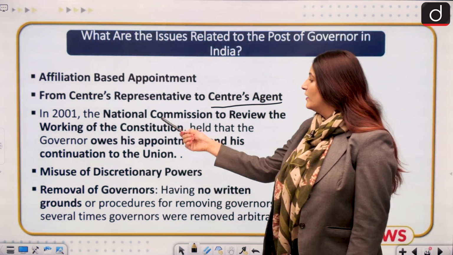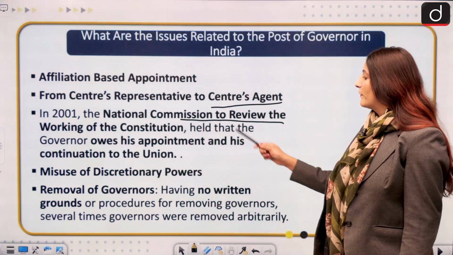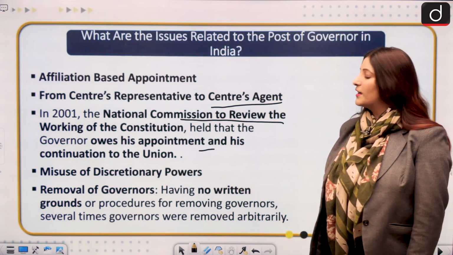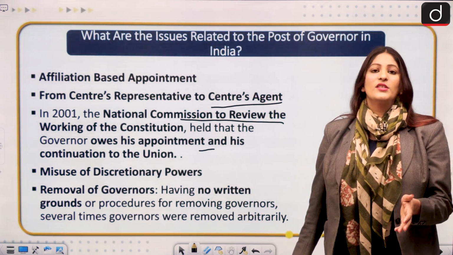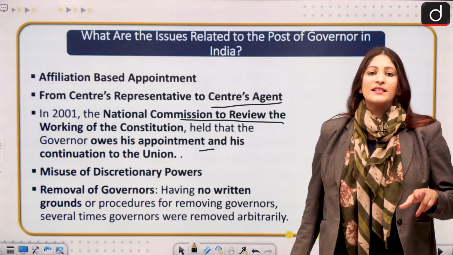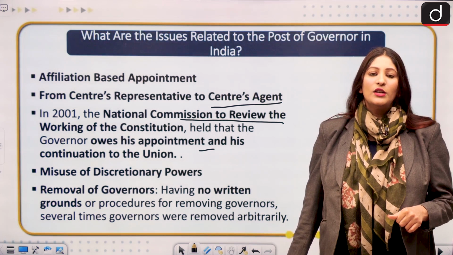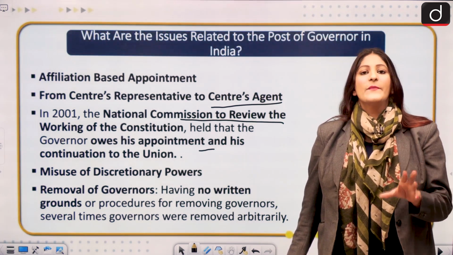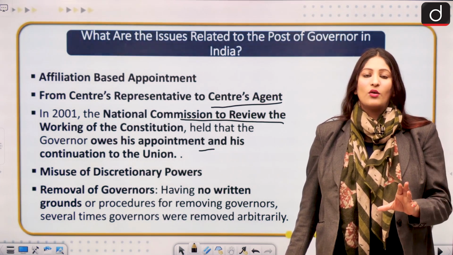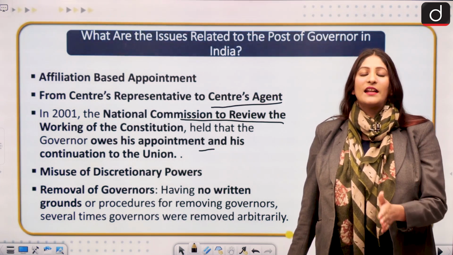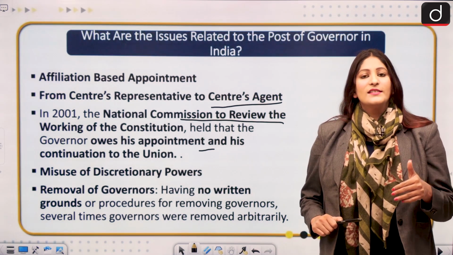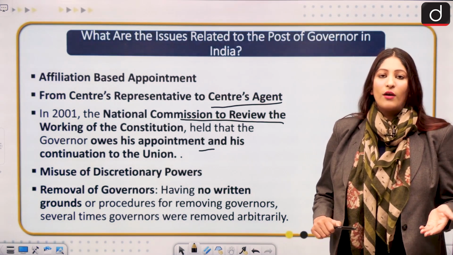In 2001, the National Commission to Review the Working of the Constitution held that the governor owes his appointment and his continuation to the Union. So naturally, because of this nexus, they will try to favor the Union. And when the state government is not the same as the Union government, that is, the same party is not ruling in both the state and the center, there is a big problem, and the governor starts to act as an agent of the center.